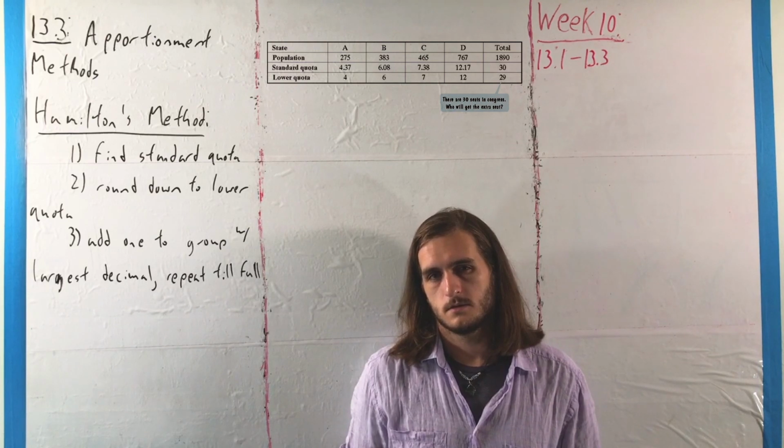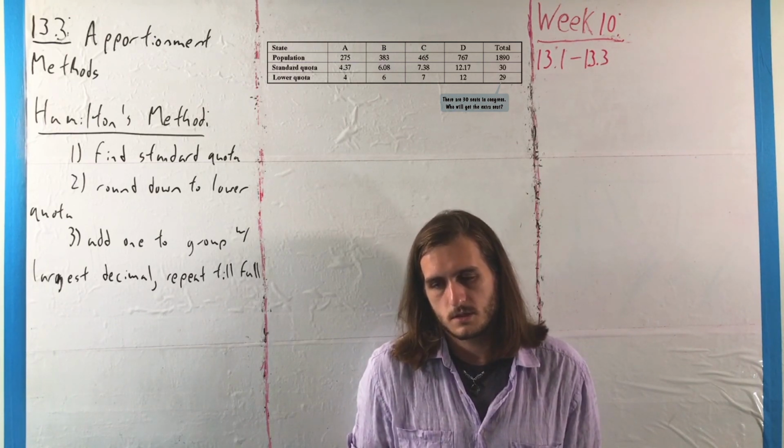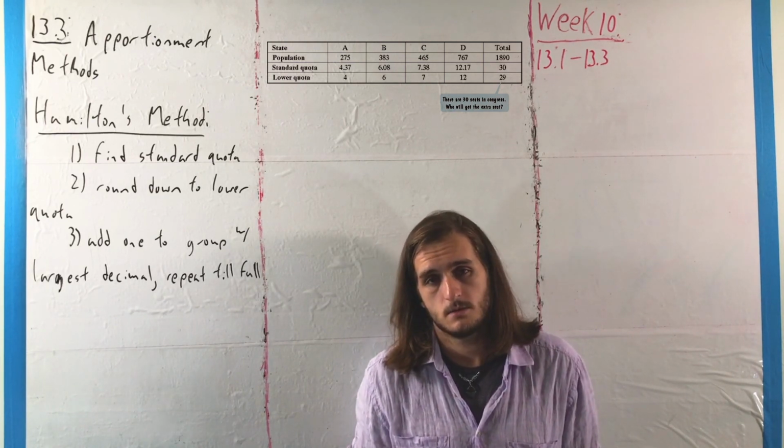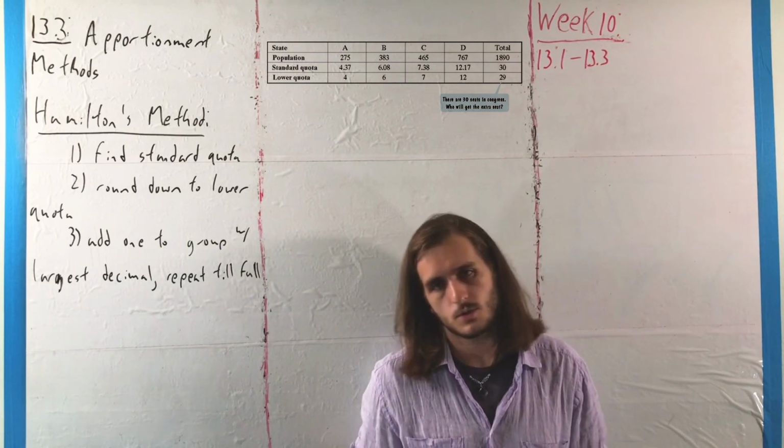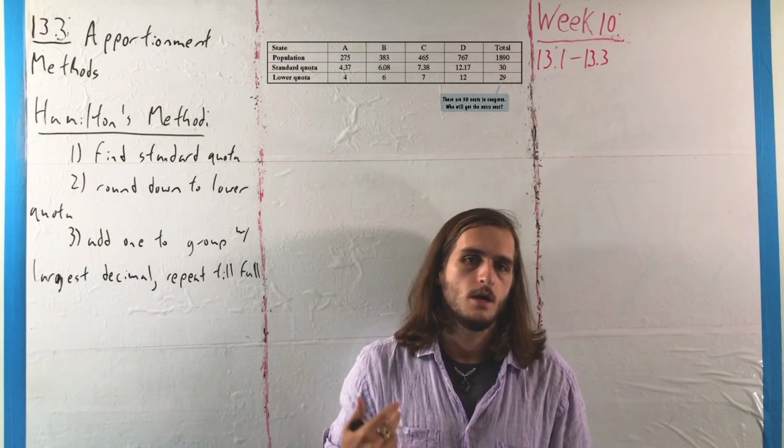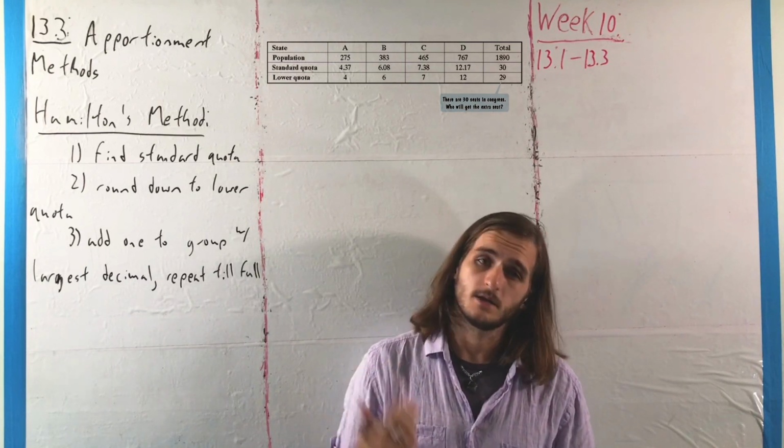But it seems like a decent method, so why was it rejected? What did they use instead? And that's what we're going to look at next, is the method that was used initially by the United States, which was put forth by Thomas Jefferson.